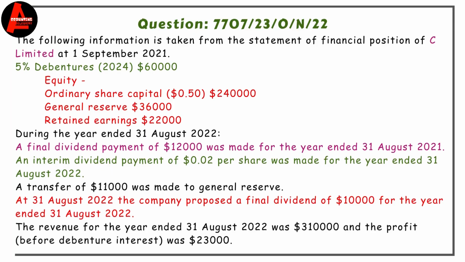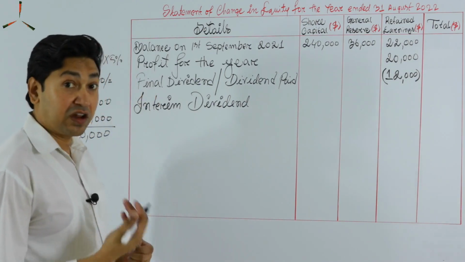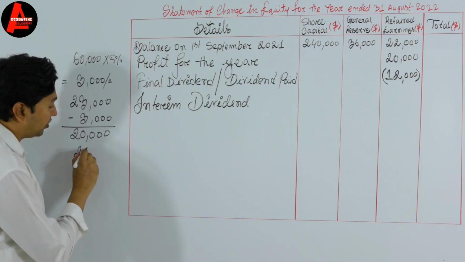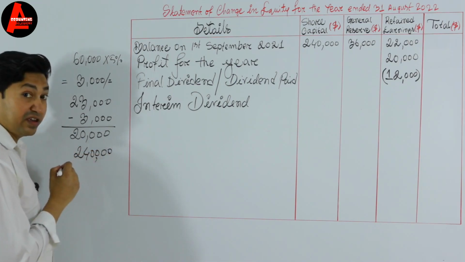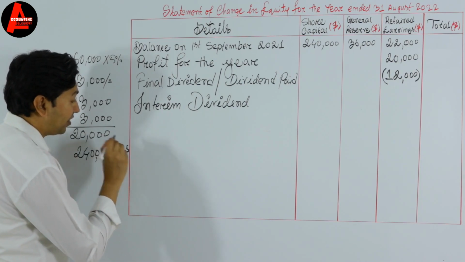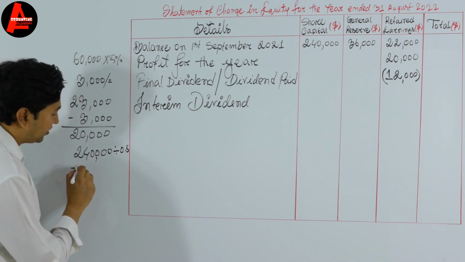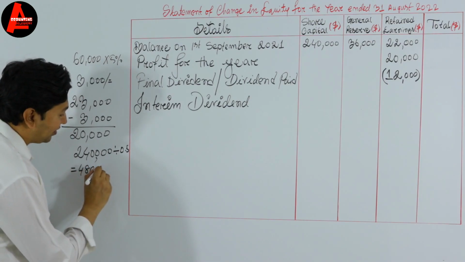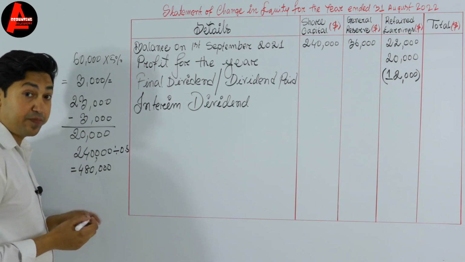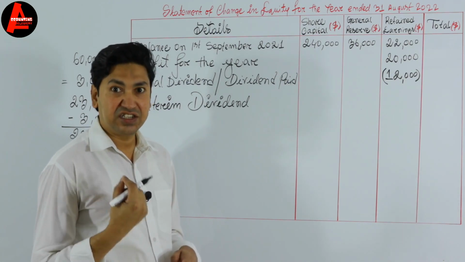Okay, now first of all we need to calculate the number of shares to calculate the interim dividend. So here total share capital was $240,000, right? So share price per share was $0.5. Okay, so here if we divide, we get 480,000 shares. So now this is the number of shares and interim dividend is 2 cents per share.